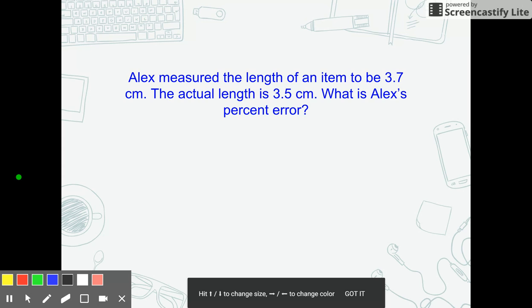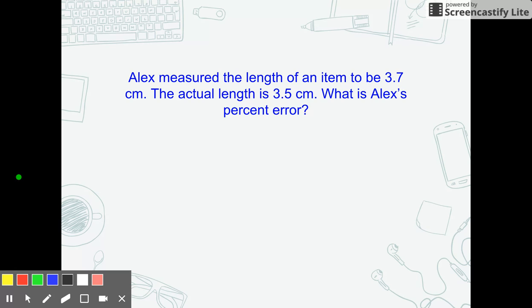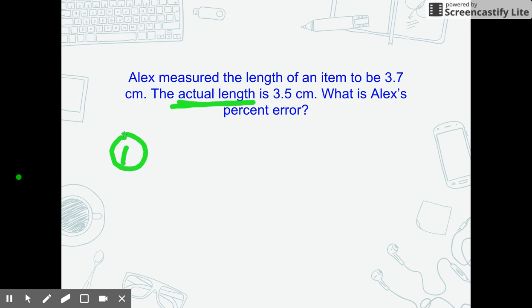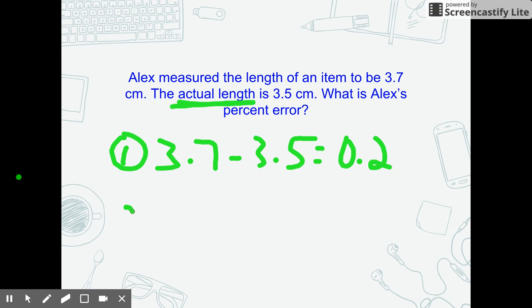All right, now let's look at percent errors. So in this case, Alex measured the length of an item to be 3 7/10 centimeters. The actual length is 3.5. So they want to know what is Alex's percent error. So here's that actual that's going to help you to solve. So again, the problem is the same. Find the difference. So 3.7 minus 3.5, and you get 0 and 2/10.